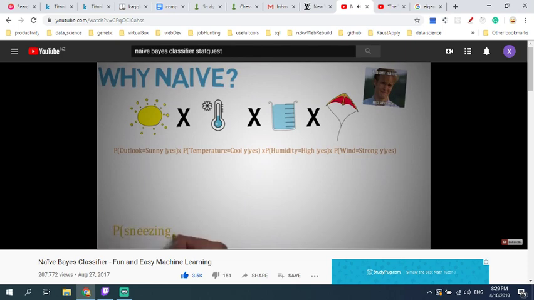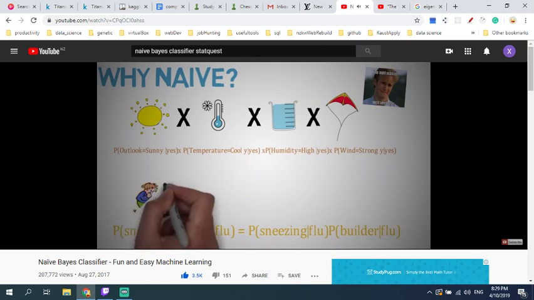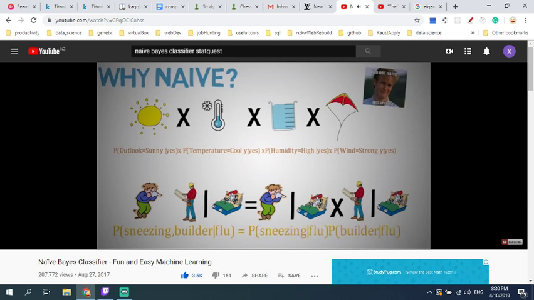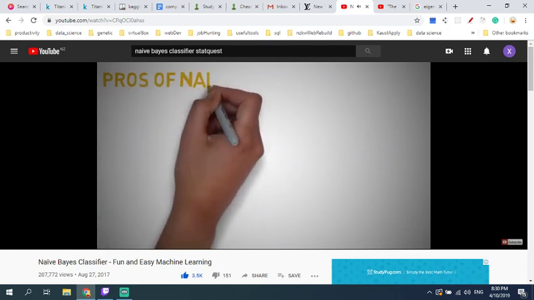Or looking at another example, we can assume that sneezing has no impact on whether you are a builder. So the probability of sneezing and being a builder given you got the flu equals the probability of sneezing given you got the flu times the probability that you're a builder given the flu. So the probability of a sneezing builder having flu must depend on the chances of this combination of attributes indicating flu. Looking at the pros and cons of naive Bayes.